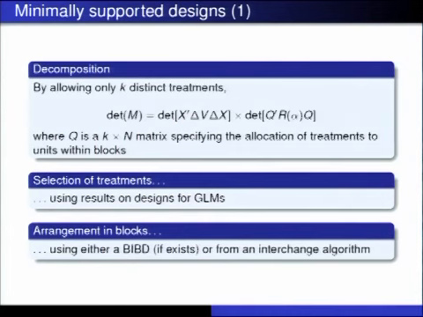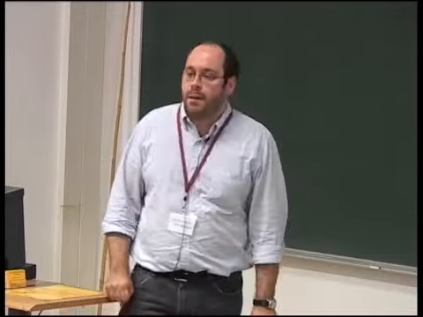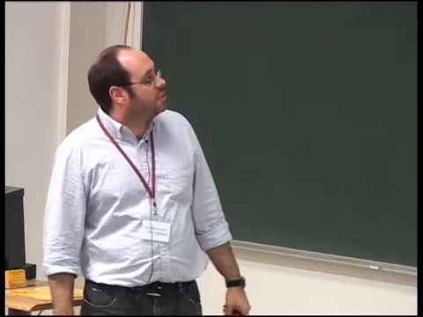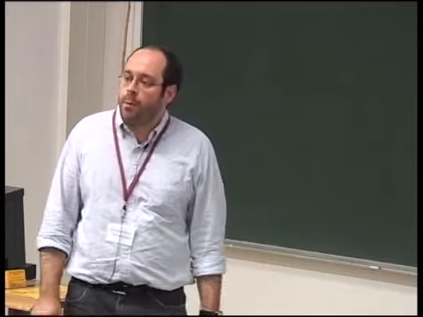Right, so we think about the minimally supported designs to start with, where we restrict to having the same number of treatments as observations. If you do that, you can show that the determinant decomposes into these two parts. This is essentially the determinant of the information matrix for a GLM, and this is the determinant for the information matrix when we're trying to estimate K treatments in B blocks. And so we can then solve these two problems independently.